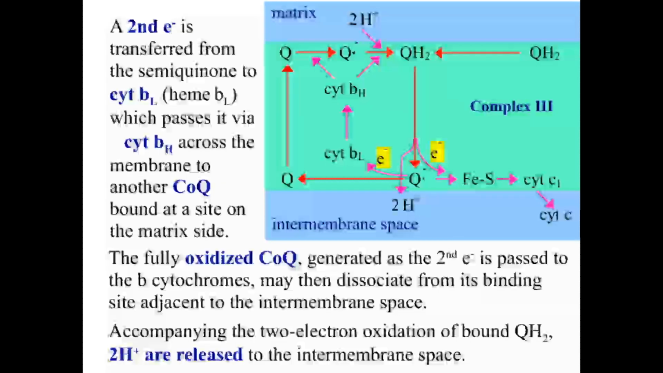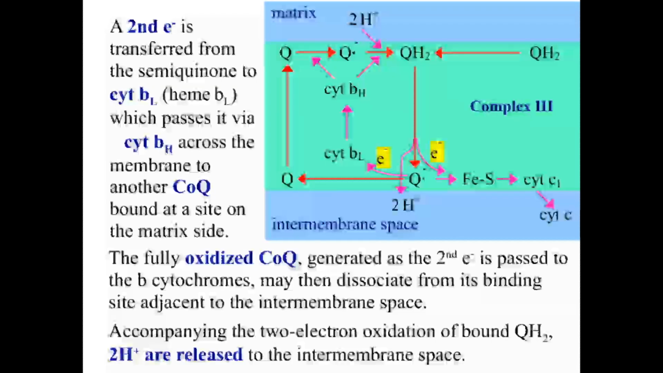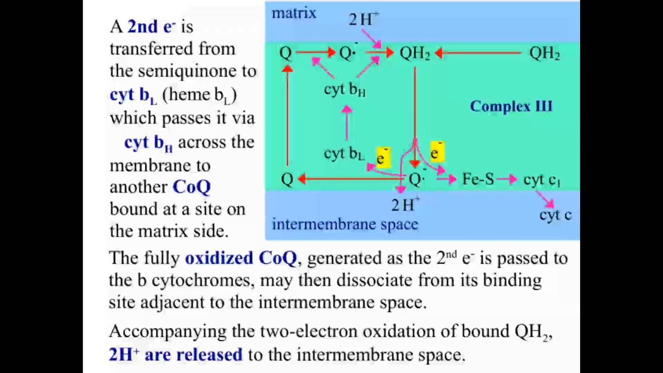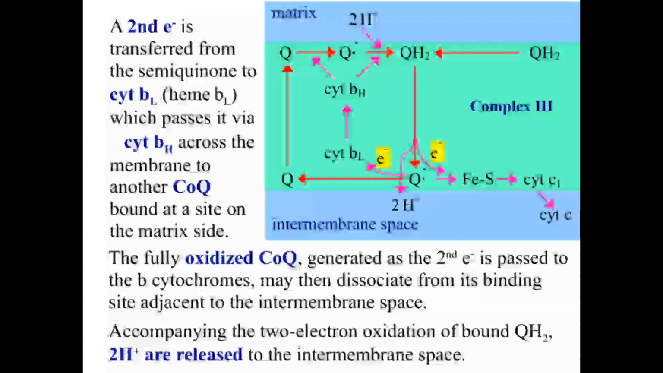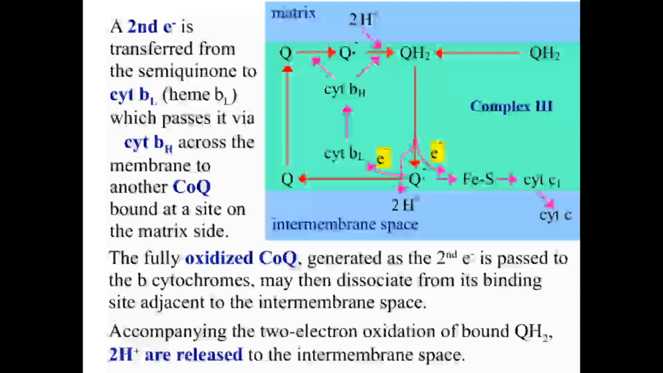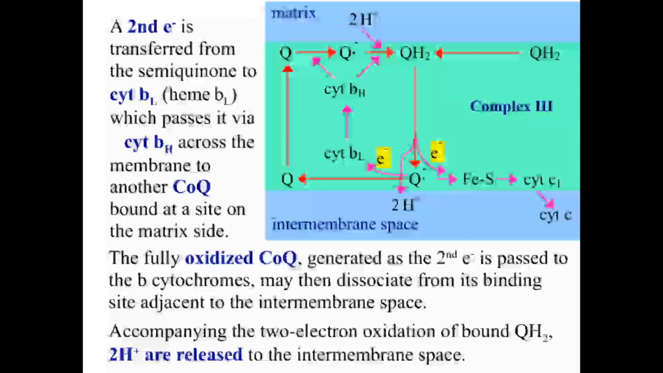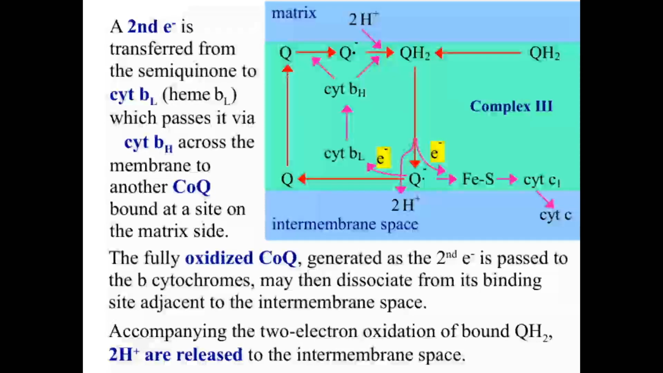As this second electron is transferred, the fully oxidized CoQ, which was generated when the second electron was passed to the B cytochromes, can then dissociate from its binding site. This site is located near the intermembrane space, and the dissociation is important because it allows CoQ to participate in further redox reactions elsewhere. It's also key to note that during this two-electron oxidation of QH2, two protons are released into the intermembrane space. This proton release is a vital part of creating the electrochemical gradient that drives ATP synthesis.